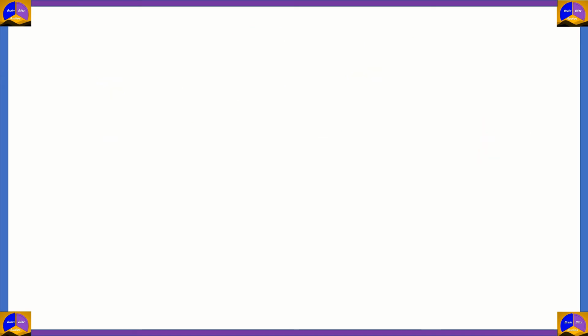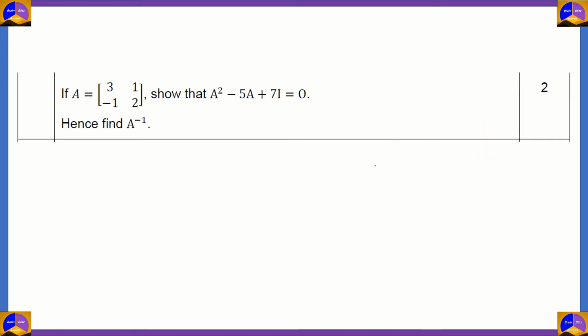Now let's look at the second option given in the 20th question. So this is the OR question. If A is [3, 1; -1, 2], show that A squared minus 5A plus 7I equals 0, and hence find A inverse. Now, we have the matrix A equals [3, 1; -1, 2], and we need to show that A squared minus 5A plus 7I equals 0.